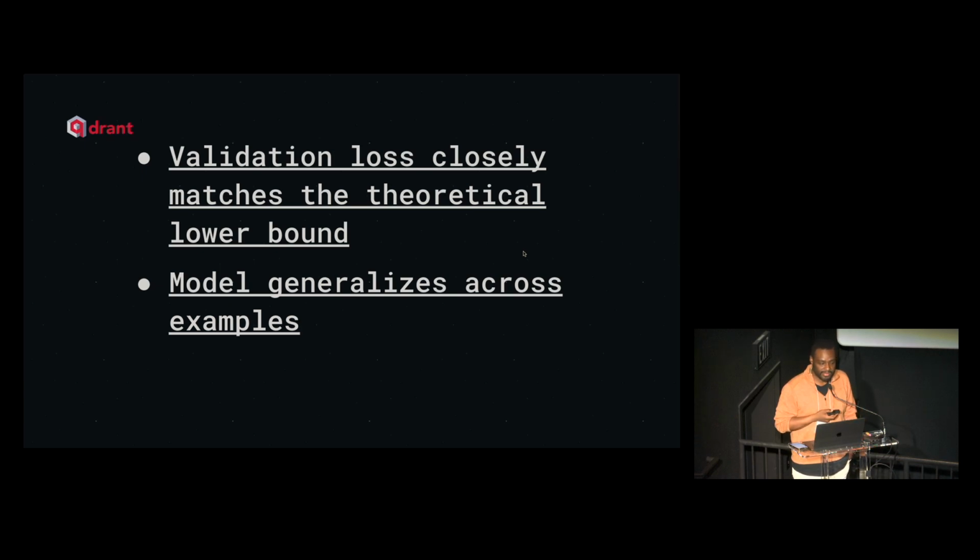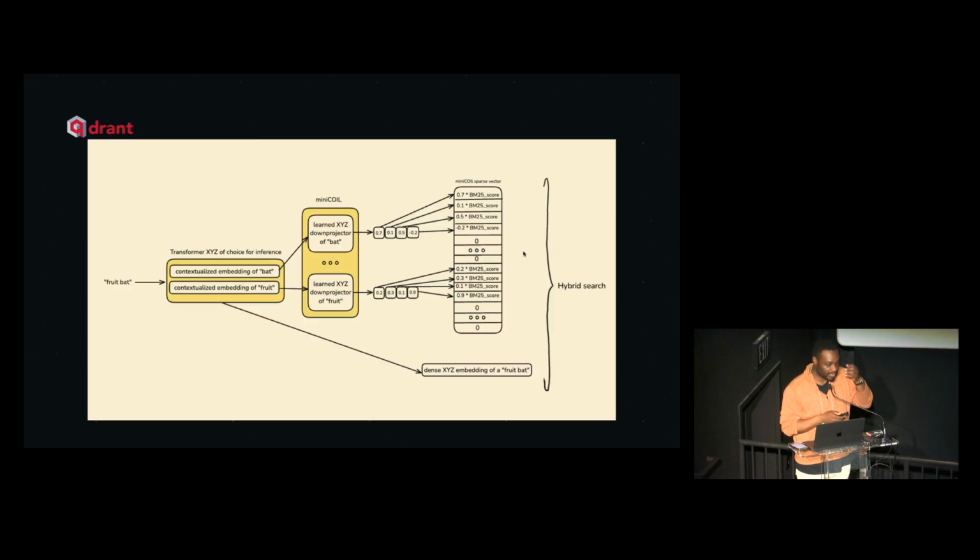And the big takeaway that we got is the validation loss closely matches the theoretical lower bound. What does that mean? That means that in our model testing, we used Mixedbread and Jina small. That has about a 17% gap. Our model, which is 4 dimensions, also showed 17%. So what we're seeing basically is that the model generalizes across the examples, and even though it's only 4 dimensions, we're still getting basically the same performance, right? And then here we have a graphic that shows you how this works. So you can think about someone searching for fruit bat.